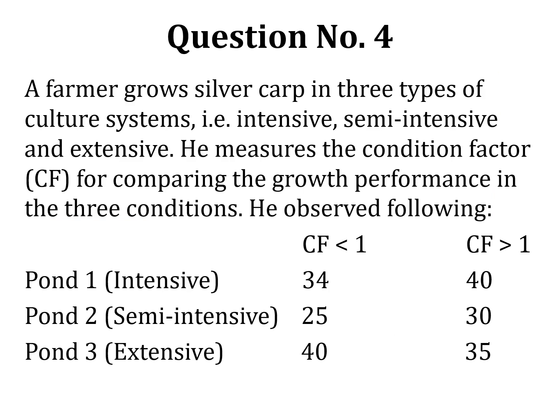Now we have question number 4, and this question number 4 is about the same example that we were discussing, similar example that we were discussing in the previous question, that a farmer grows silver carp in 3 types of culture systems, that is intensive, pond 1, semi-intensive, pond 2, and extensive, pond number 3. And he measures the condition factor for comparing the growth performance in the 3 conditions. And these are the observations that he made.